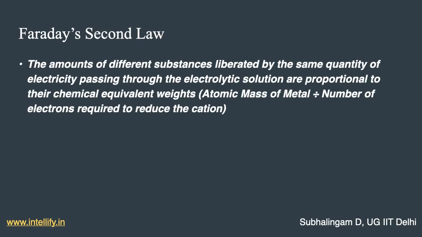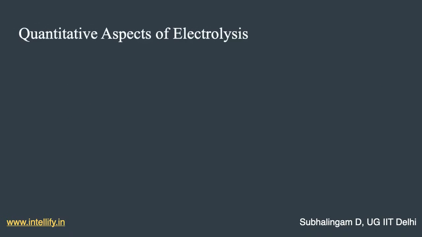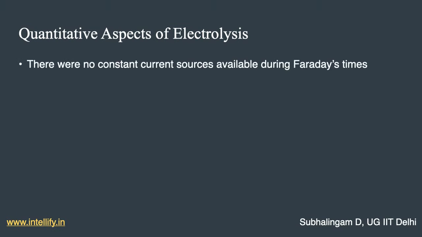And what is the second law? It states that the amounts of different substances liberated by the same quantity of electricity passing through electrolytic solutions are proportional to their chemical equivalent weights, that is, the atomic mass of the metal divided by the number of electrons required to reduce the cation. So these are two important laws given by Faraday, Faraday's first law and second law. Let's try to apply them now.